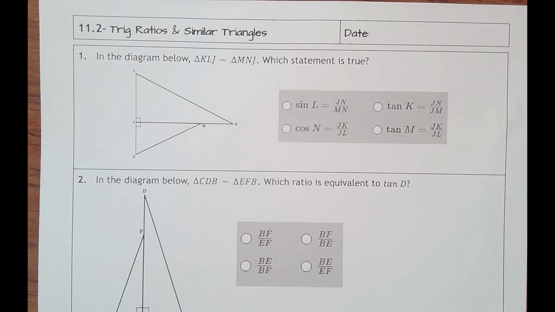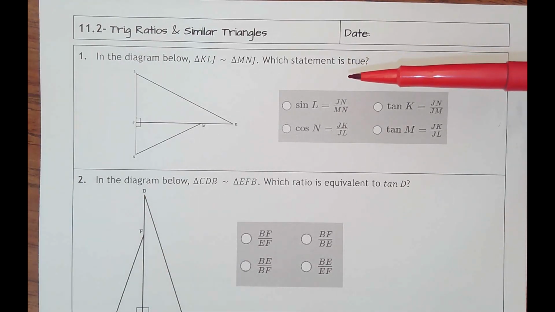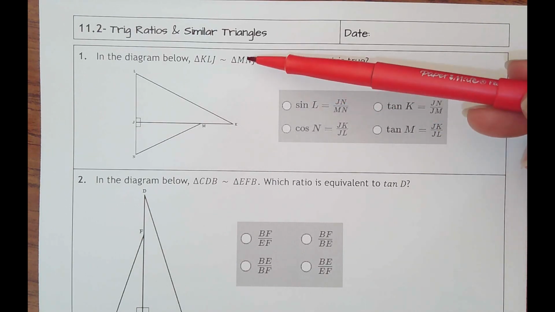Lesson 11.2 is trig ratios and similar triangles. This lesson is all multiple choice, which definitely makes it a little bit easier, but let's go through and try to figure out what does and does not work. Number 1 says, in the diagram below, triangle KLJ is similar to triangle MNJ.